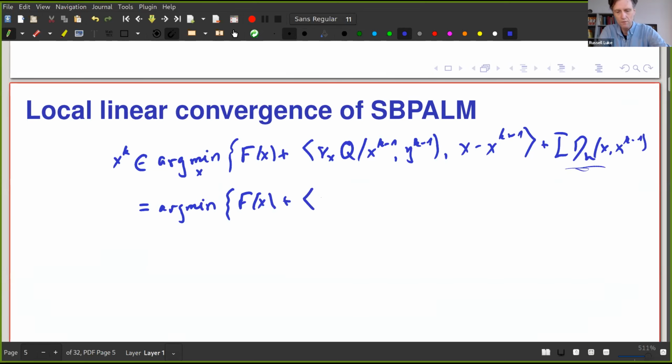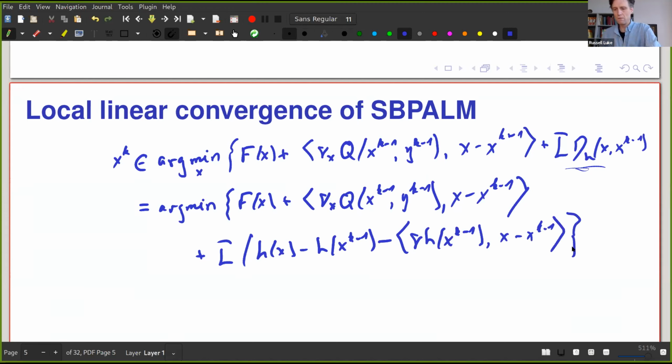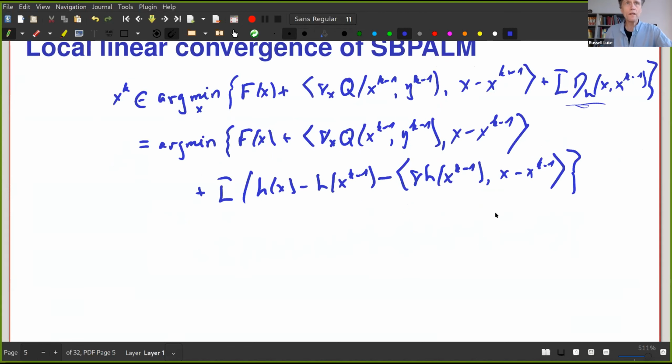All right, and now plus L bar times H of x minus H evaluated at x_{k-1}, minus the inner product of the gradient of H at x_{k-1} with x minus x_{k-1}. Okay. All right, and now I'm just rewriting all of these things. What am I going to do next? I'm going to collect this over with that term. Okay, so this is going to give me this.